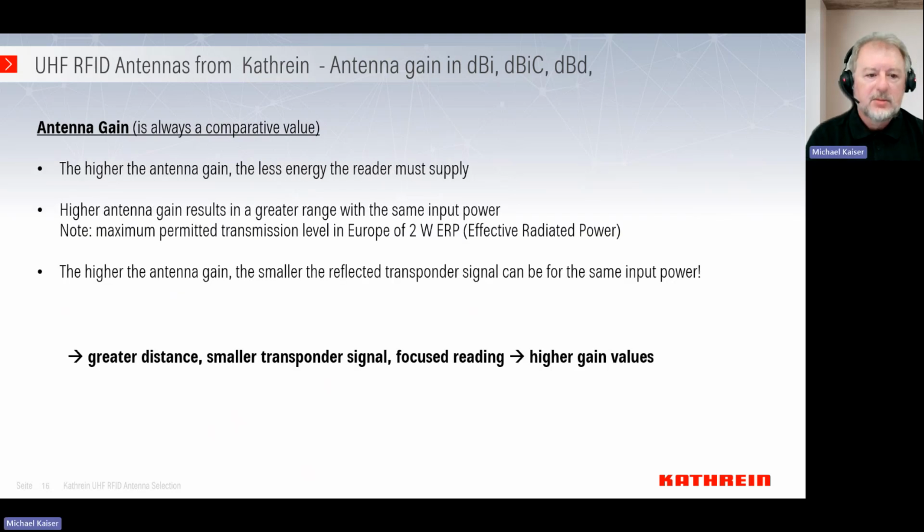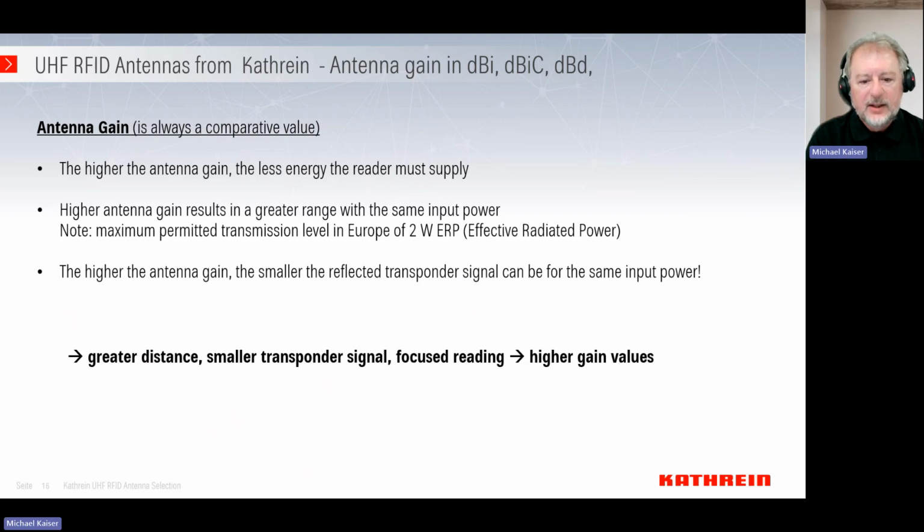So as we already said, if you have a higher antenna with a higher gain, the less energy you have to feed in. The less energy the reader has to supply. The higher antenna results in a greater read range with the same input power. Note, take care, we have a maximum allowed power in Europe of 2 watt ERP, effective radiated power.